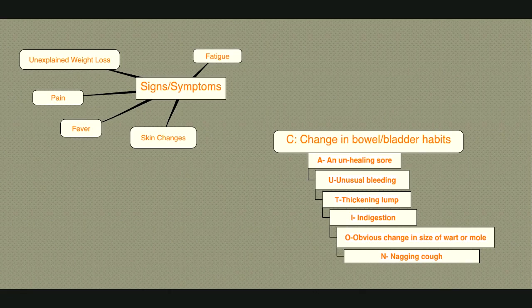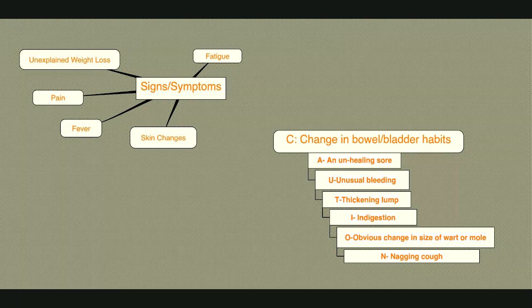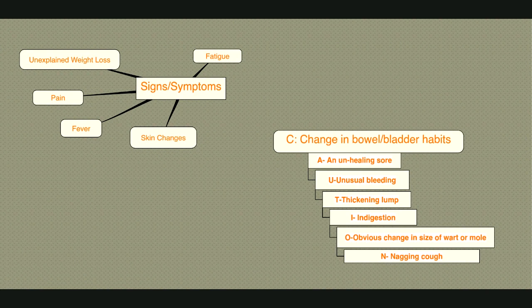So your signs and symptoms. Now this is going to vary, and it can almost be individualized from patient to patient. Some of the most common signs and symptoms that you may see would be unexplained weight loss. That's one of those admission things we ask a patient when they're admitted to the hospital: have you had any weight loss or gain over the past so many months? So unexplained weight loss, pain, fever, skin changes, and fatigue. These are some of the more common signs and symptoms that you will see with cancer.